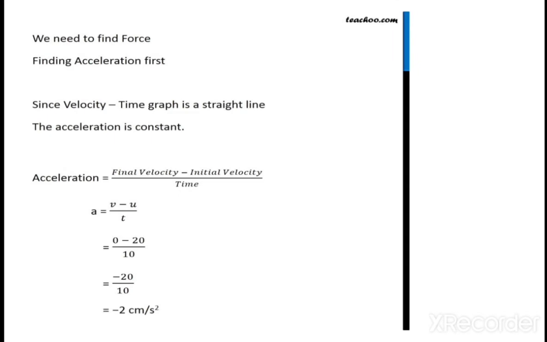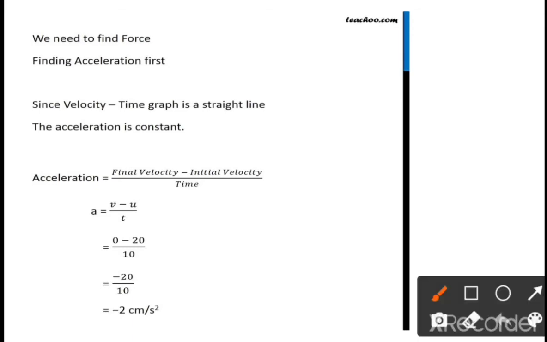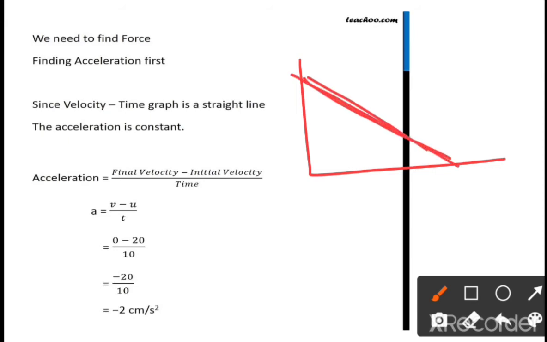We need to find force, so we find acceleration first. The velocity-time graph is a straight line, so the acceleration is constant. The straight line represents that the acceleration is constant. So acceleration equals final velocity minus initial velocity by time. The final velocity is represented as v and initial velocity is u. a equals v minus u by t.